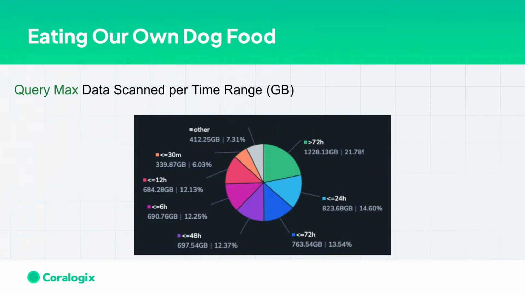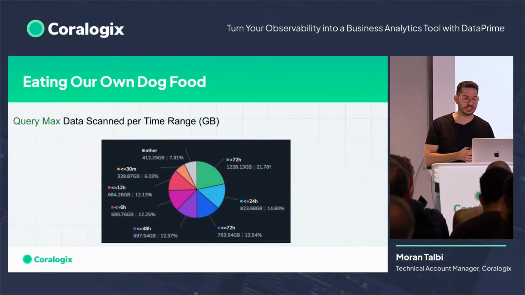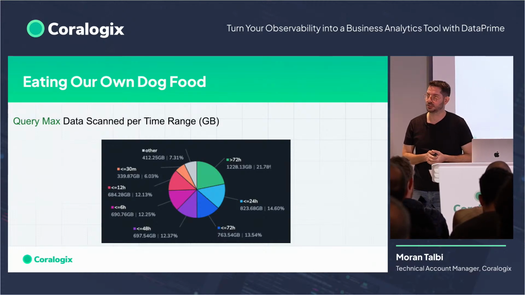The maximum. So you can see very clearly that above 1,000 gigabytes, 1 terabyte of data was scanned on average for above 72 hours queries, which makes sense. While for, I don't know, 6 hours, it was 690 gigabytes. So I can create cool visualizations with this as well.